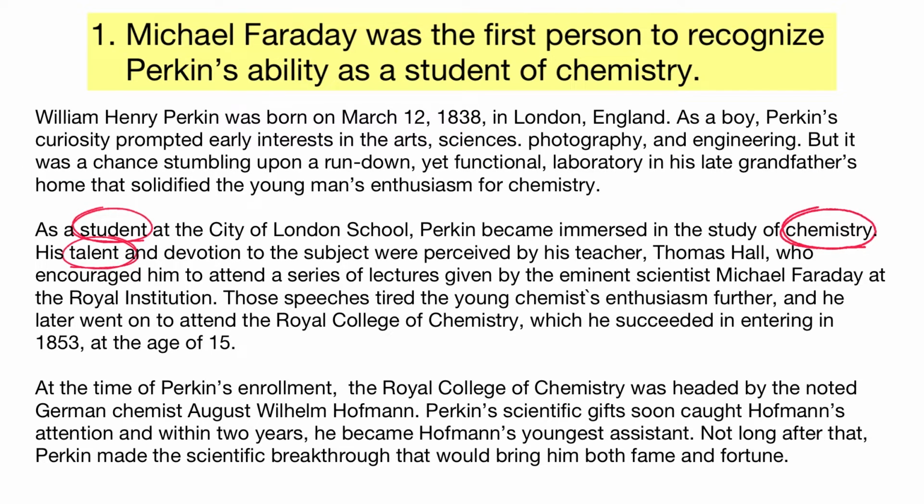As a student at the City of London School, Perkin became immersed in the study of chemistry. His talent and devotion to the subject, that is, to chemistry, were perceived by his teacher, Thomas Hall, who encouraged him to attend a series of lectures given by the eminent scientist Michael Faraday at the Royal Institution. So this sentence clearly tells us that Michael Faraday was not the one who recognized Perkins' ability. It was his teacher, Thomas Hall, who first recognized that ability in Perkin. So the answer is false.